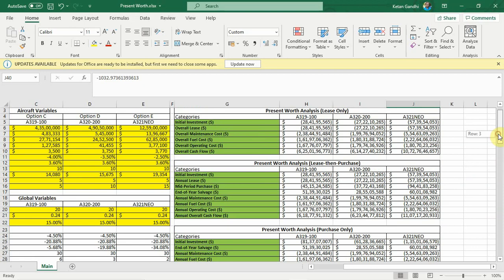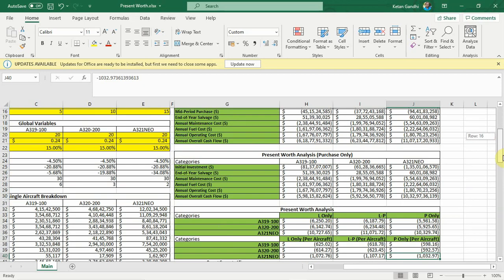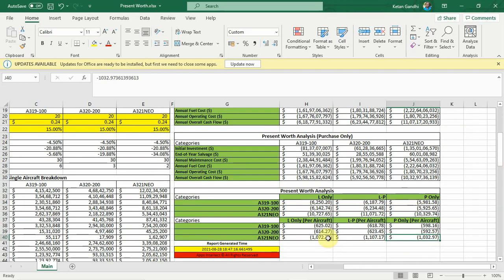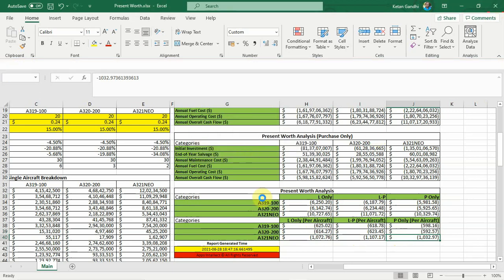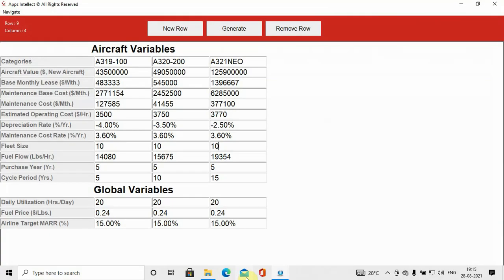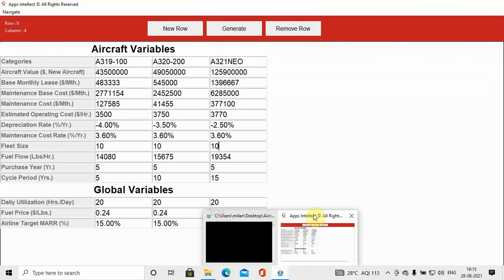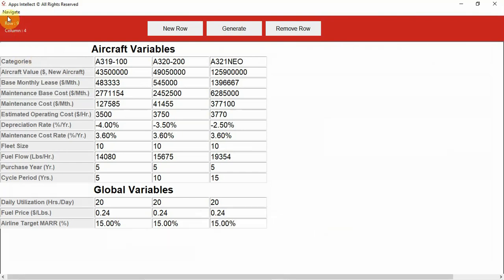And this is the A321, which has the best present worth of all the other two fleet types. So this is the present worth application. We'll close this and save. And we'll go to the application here again, and we'll go to the future.